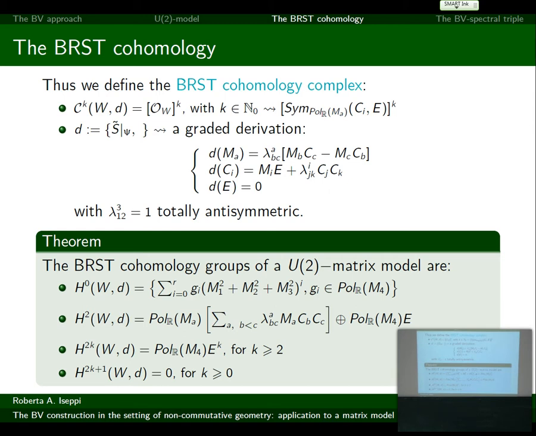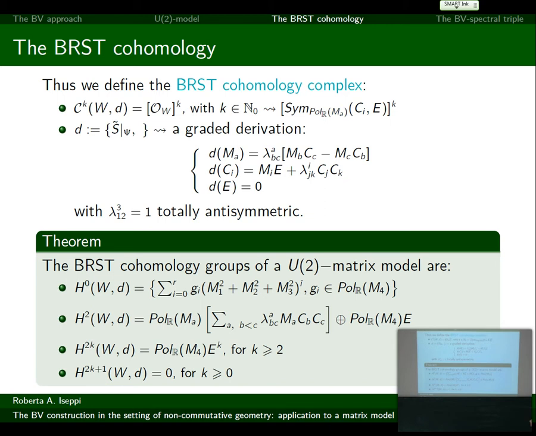Then here you can notice that there is a periodicity, and this is due to the fact that we have only one generator of degree 2. In odd degree nothing happens, so it's always trivial, and here it is also more or less trivial. So something interesting is happening in degree 2.